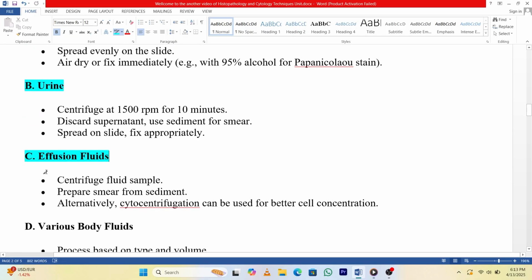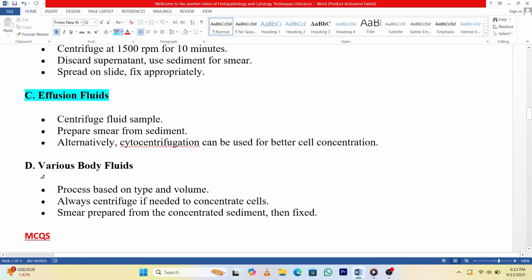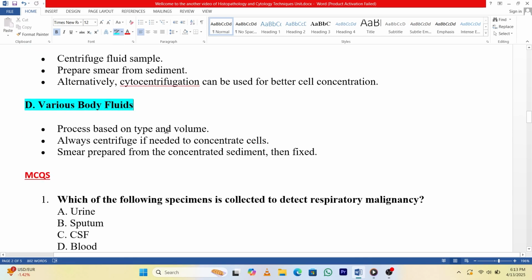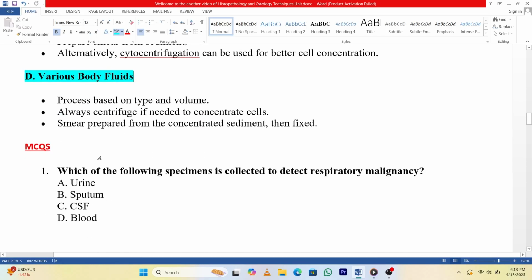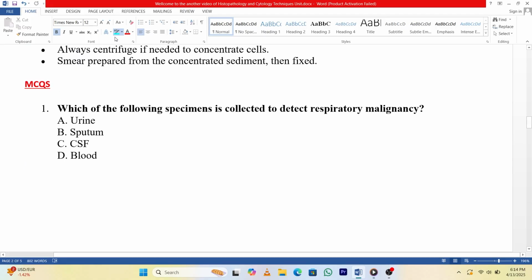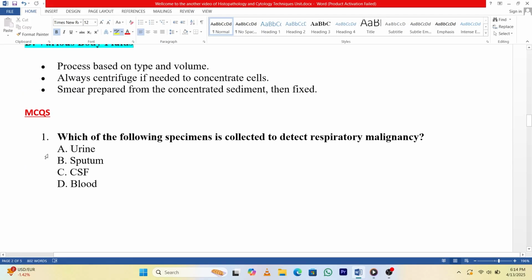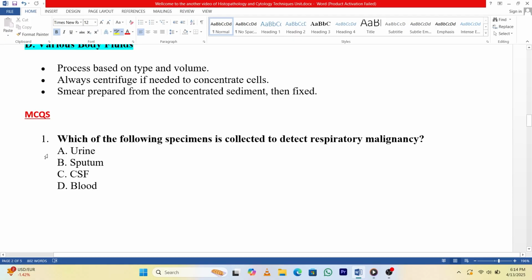C. Effusion fluids. Centrifuge fluid sample. Prepare smear from sediment. Alternatively, cytocentrifugation can be used for better cell concentration. D. Various body fluids. Process based on type and volume. Always centrifuge if needed to concentrate cells. Smear prepared from the concentrated sediment, then fixed.